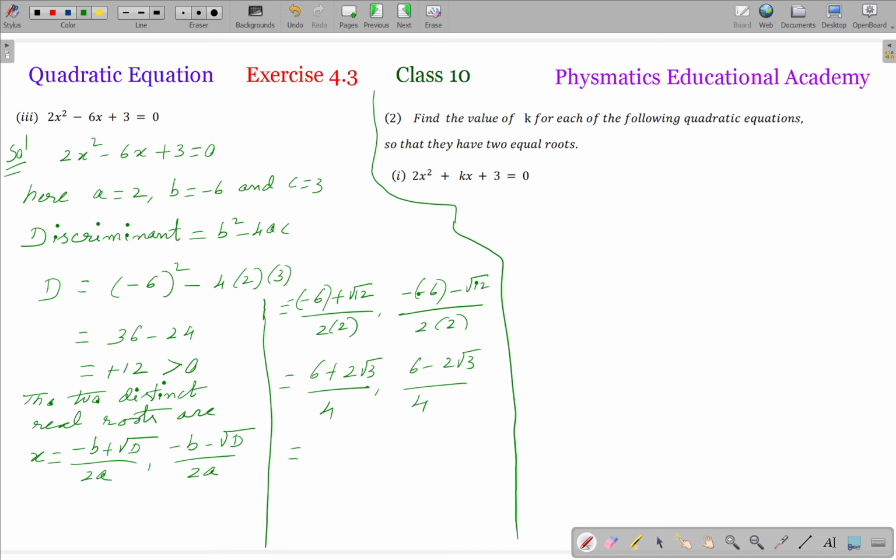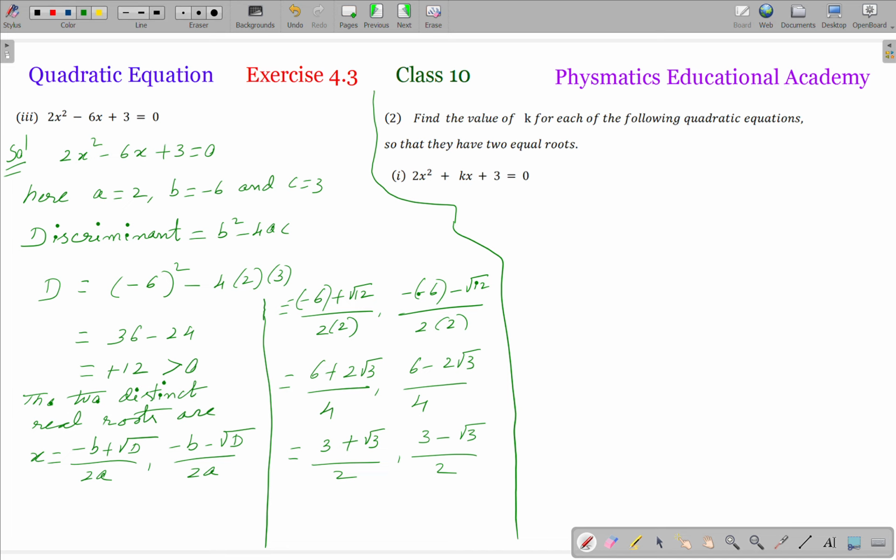Then further simplify, that is equal to 3 plus root 3 by 2, comma, 3 minus root 3 by 2, which are the required roots.